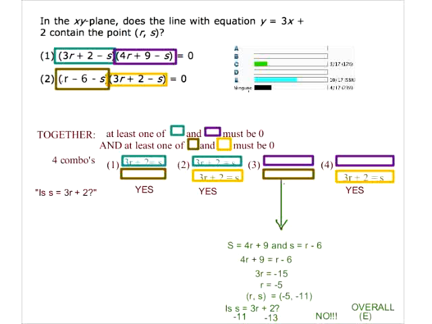Okay, as far as takeaways from this, we have strayed a little bit from the topic of coordinate geometry. All right, so this is an overall answer of E this time because you have a bunch of yeses, but you also have a single case that is a no.